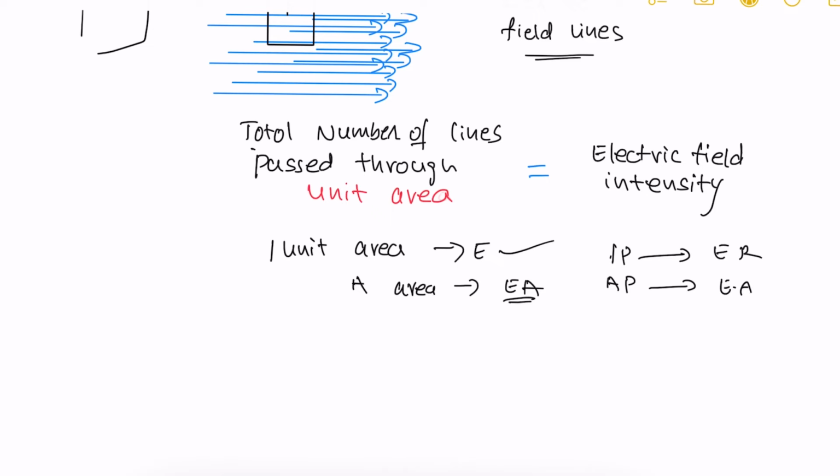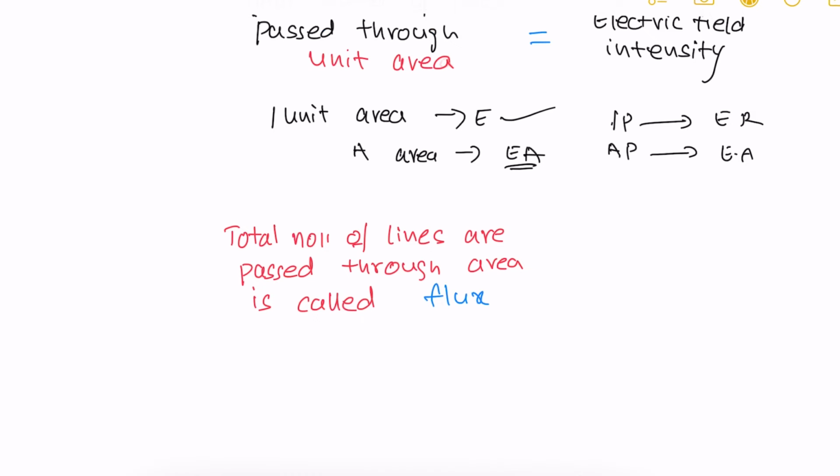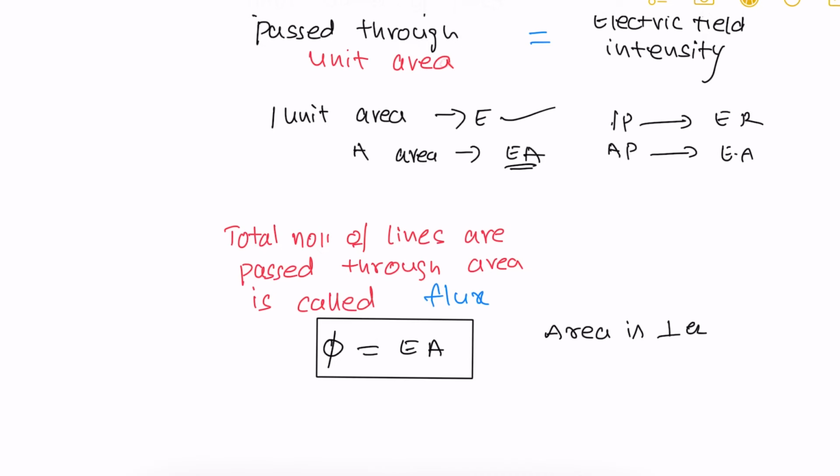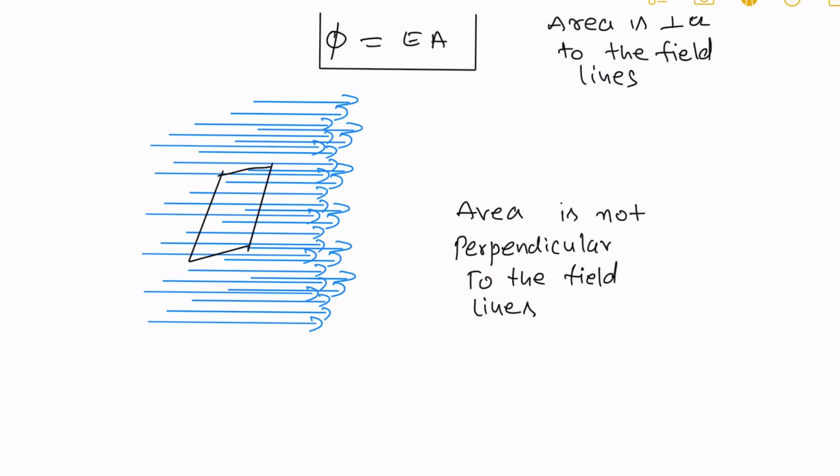Okay, so the total number of lines is called flux. The total number of lines passed through an area is called flux. Flux is denoted by the letter phi. That is E into A. Remember, A is the area perpendicular to the field lines. Suppose the area is not perpendicular to the field lines.